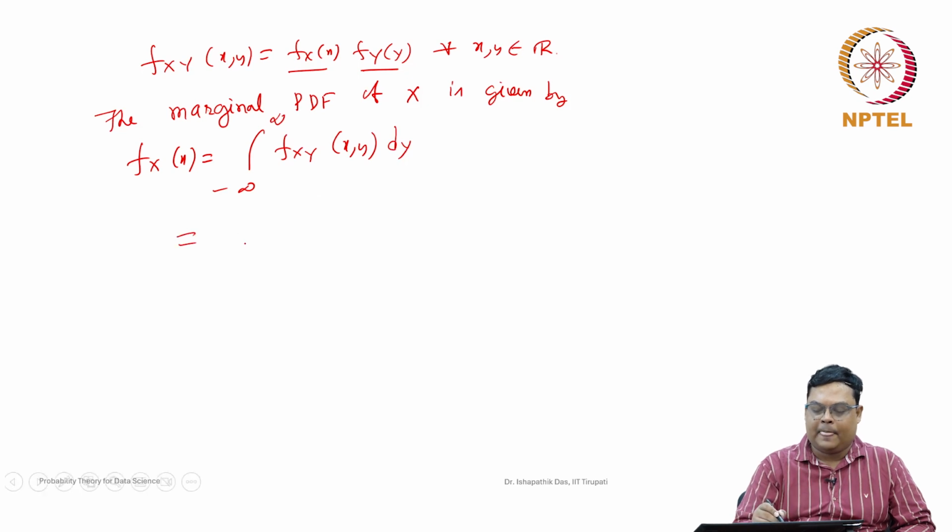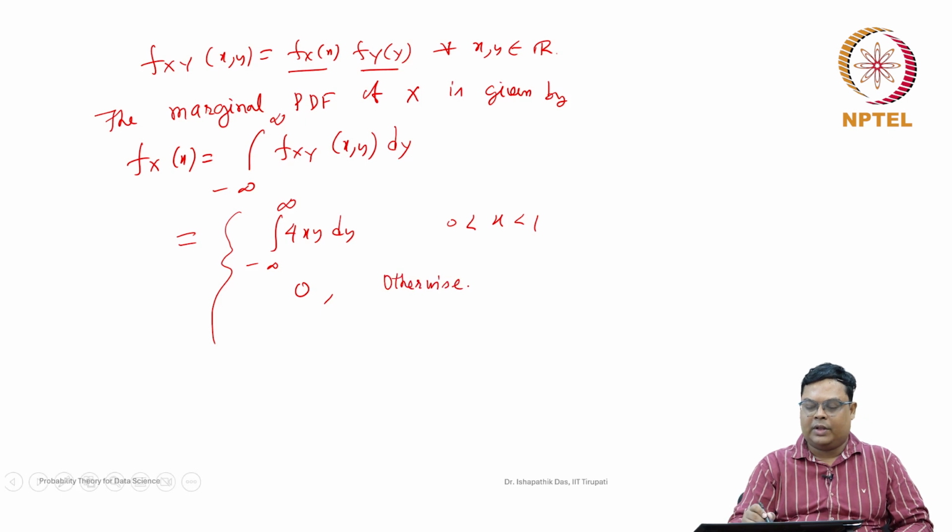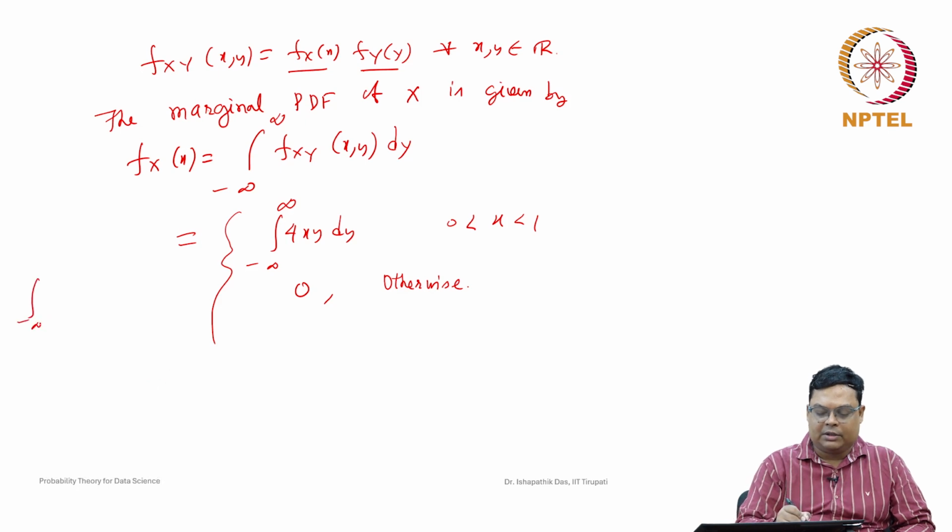Now, this function, because if x is between 0 and 1, is k x y. So, this is from minus infinity to plus infinity, k we found to be 4, 4 x y dy, otherwise it is 0. Then we have to do the integration from minus infinity to plus infinity of 4 x y dy. Here 4 x is constant.